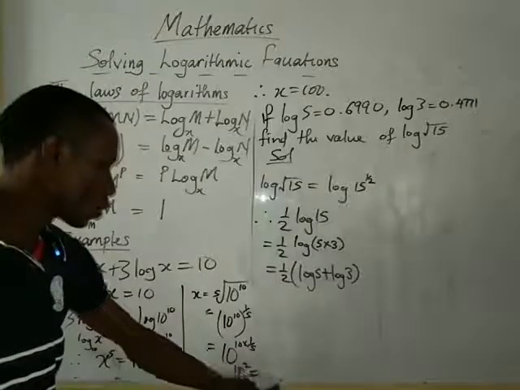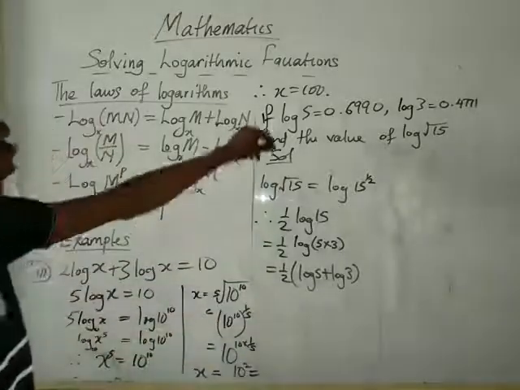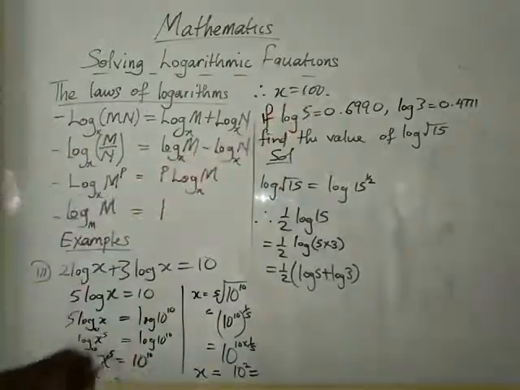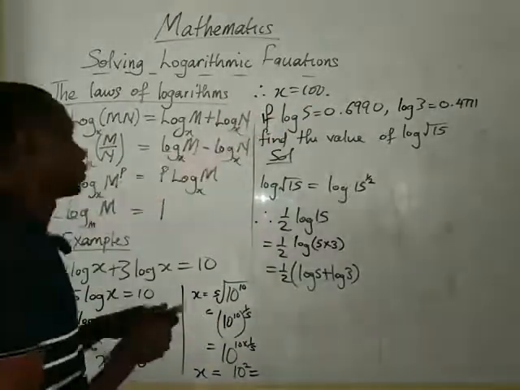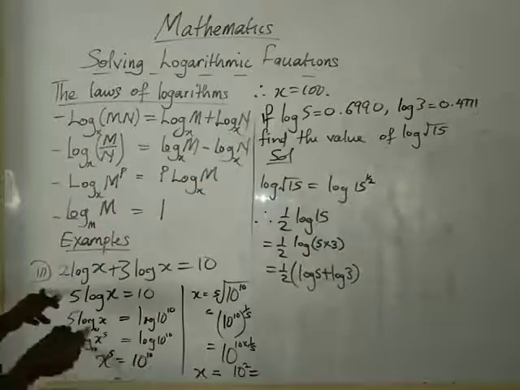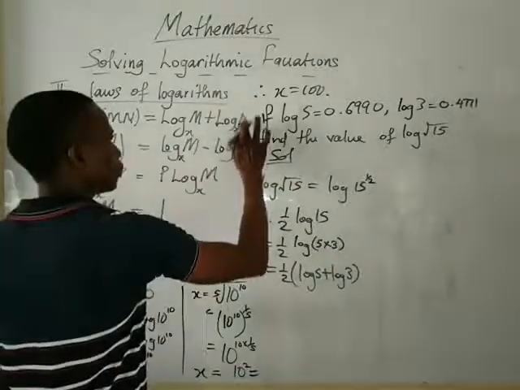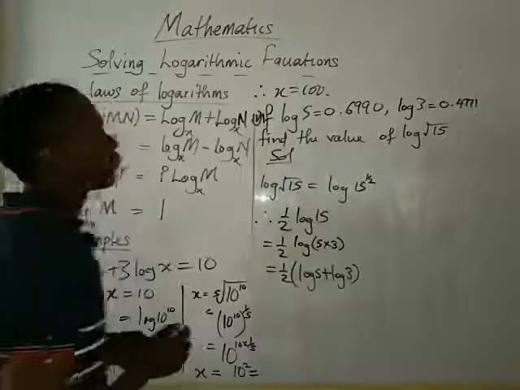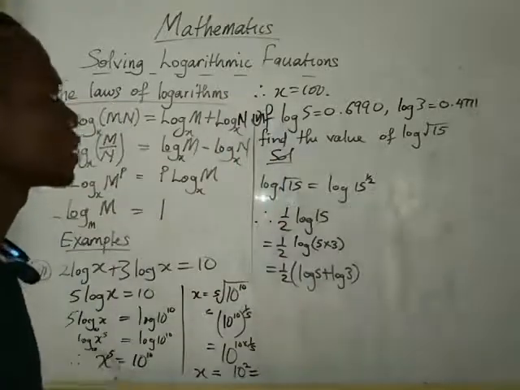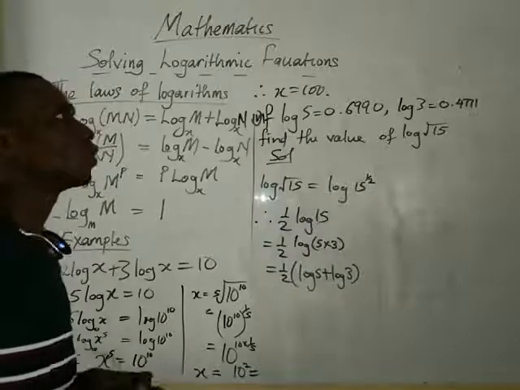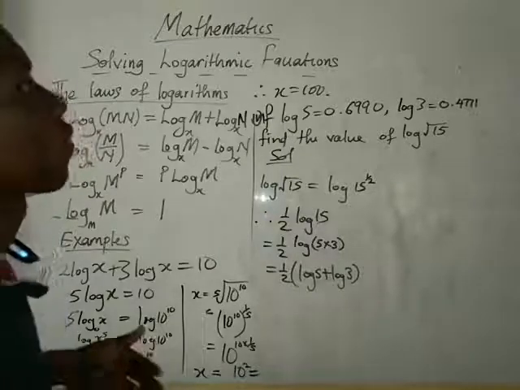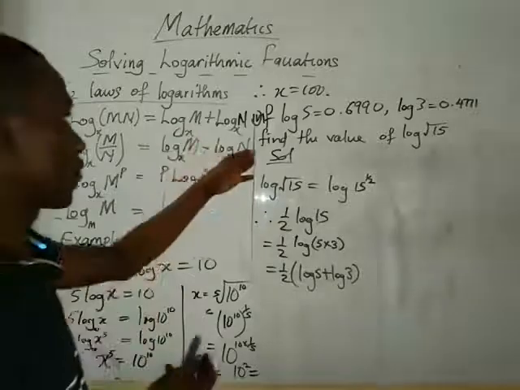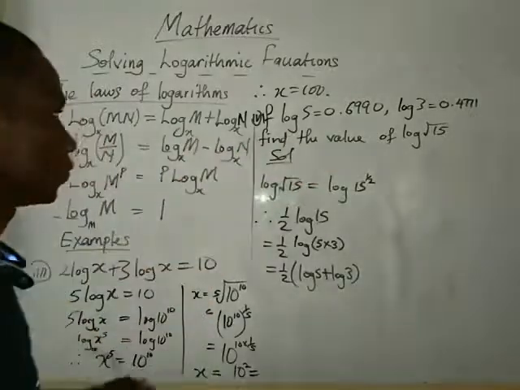10 raised to the power 2 is 100, meaning my x equals 100. Now that is example 3. Here is another example, which I will call example 4. If log 5 equals 0.6990 and log 3 equals 0.4771, find the value of log root 15.